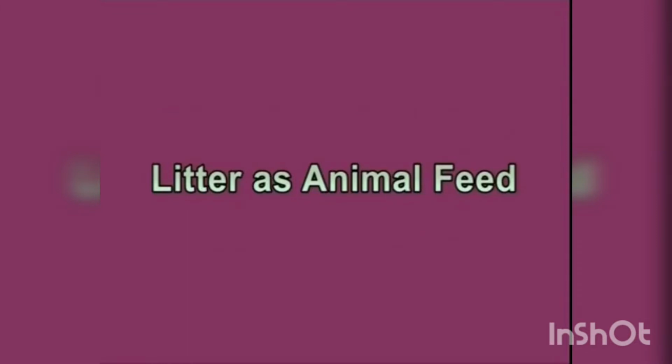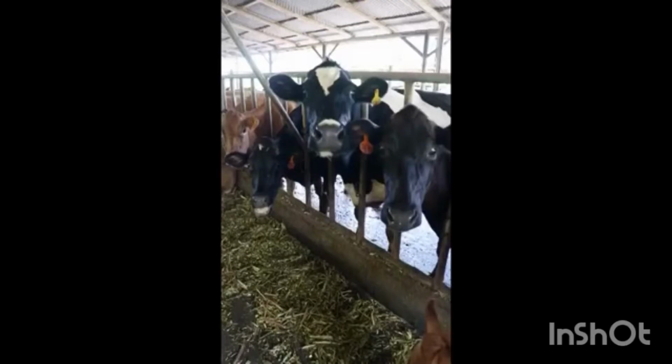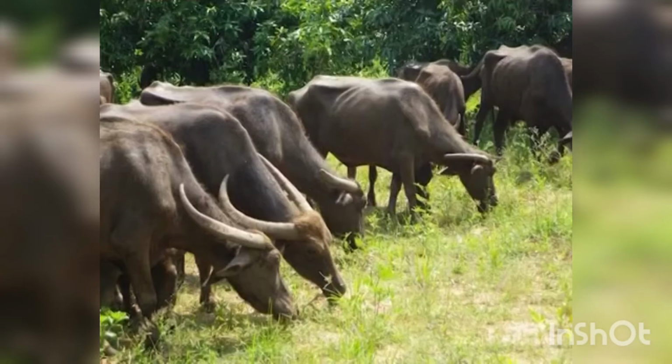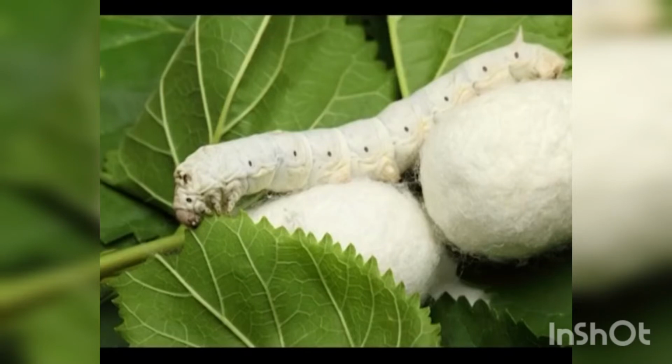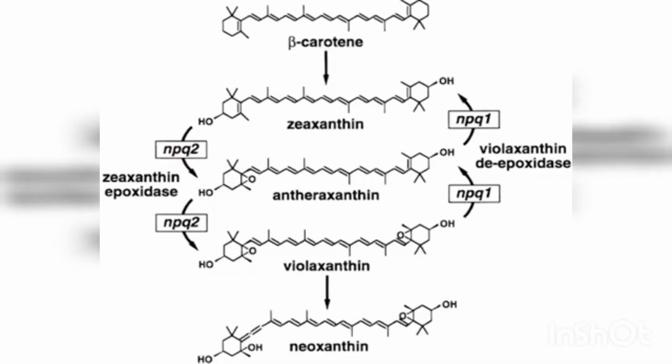Litter as animal feed. Silkworm litter is used primarily as animal feed for cows, sheep, pigs, buffaloes and poultry. Chicks fed on them lay more and larger eggs because the silkworm litter has high protein content. The eggs laid by hens fed with 20% silkworm litter mixed with their normal feed contain more xanthophyll.